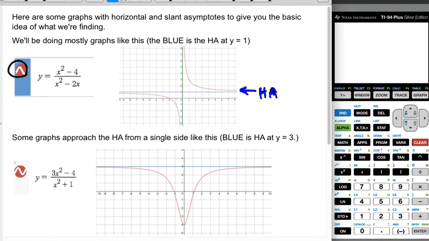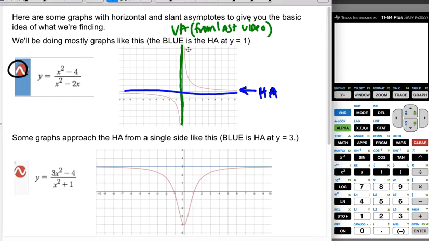Just a point of clarity, if you were having any trouble with what vertical asymptotes are, this green thing here, that's the vertical asymptote from the last video. A vertical asymptote is like a vertical fence in a graph. Not every graph has a vertical asymptote. This one does. That's the vertical asymptote. So this blue thing right here is a horizontal asymptote.